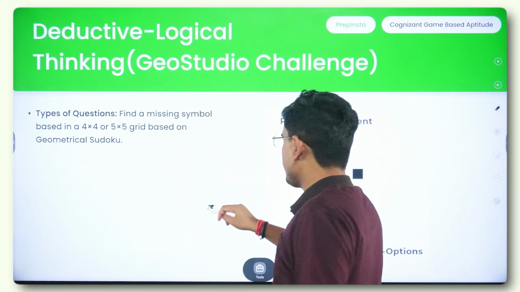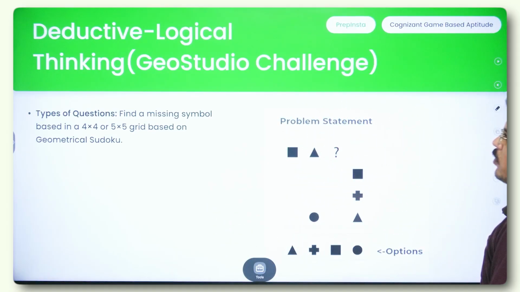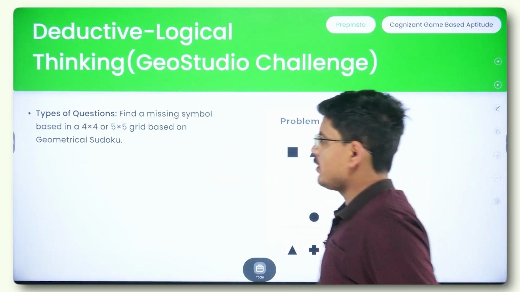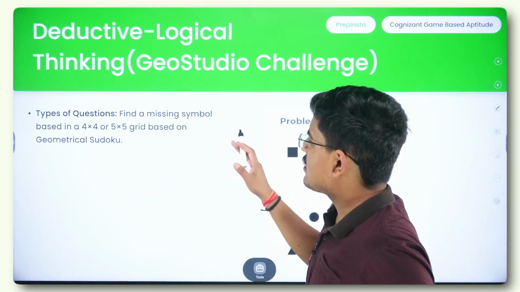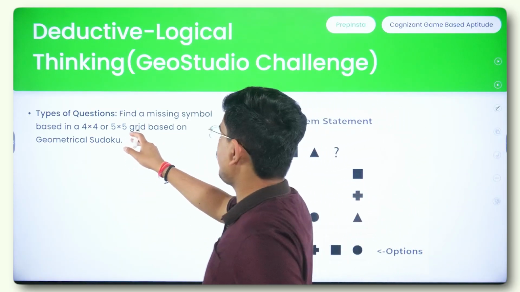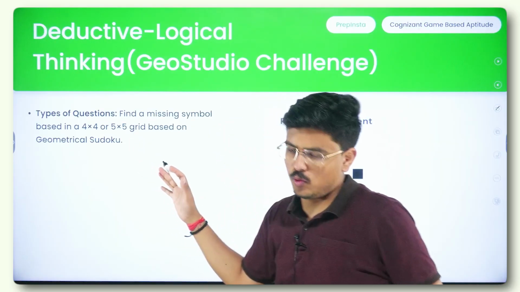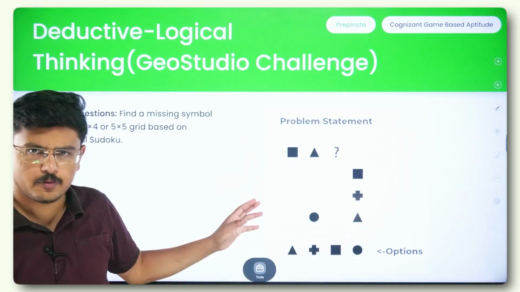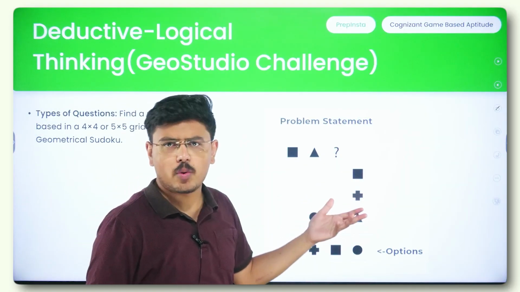The first type of game that generally comes is deductive logical thinking, which is called the GeoStudio challenge. What you have to do here is find a missing symbol in a 4x4 or 5x5 grid based on geometrical Sudoku. Generally, a grid like this appears. I'll show you even more questions, don't worry.